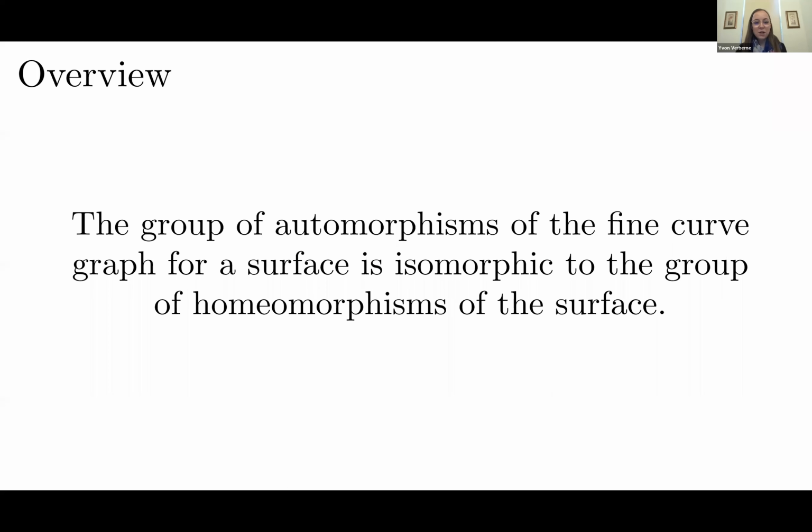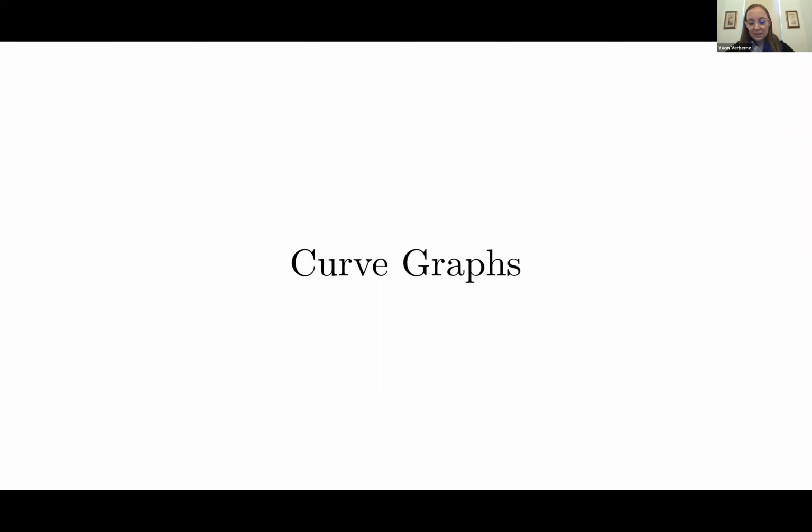So an overview of the project that we looked at today: we were looking at the fine curve graph, and we were specifically looking at what the group of automorphisms of the fine curve graph would be. What we were able to find is that the group of automorphisms of the fine curve graph of a surface is isomorphic to the group of homeomorphisms of the surface. So in order to get started, we're going to start by discussing the curve graph and some of the various results that we know for curve graphs.